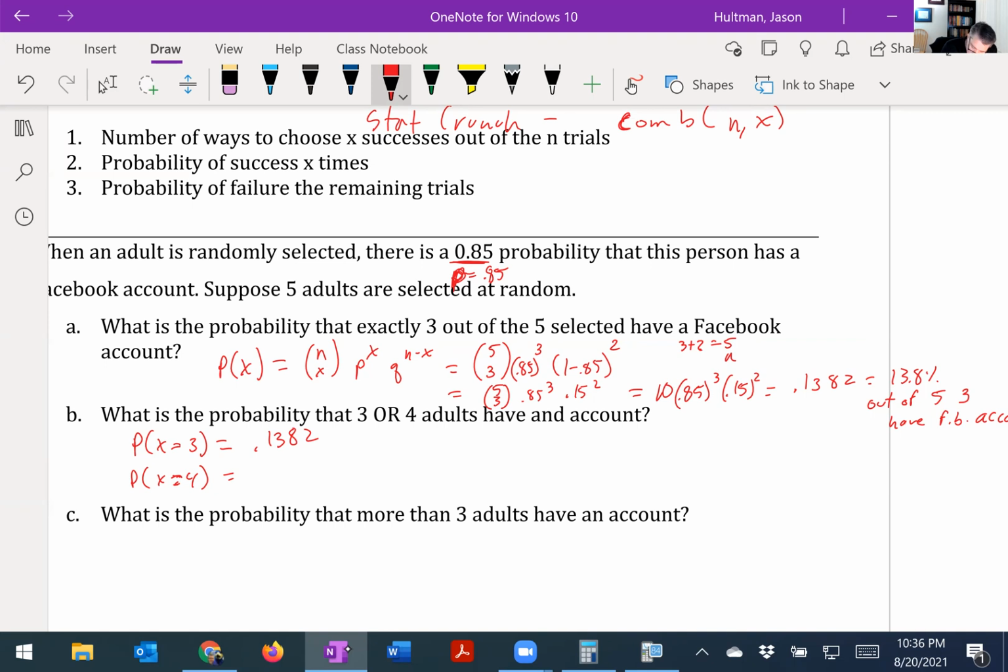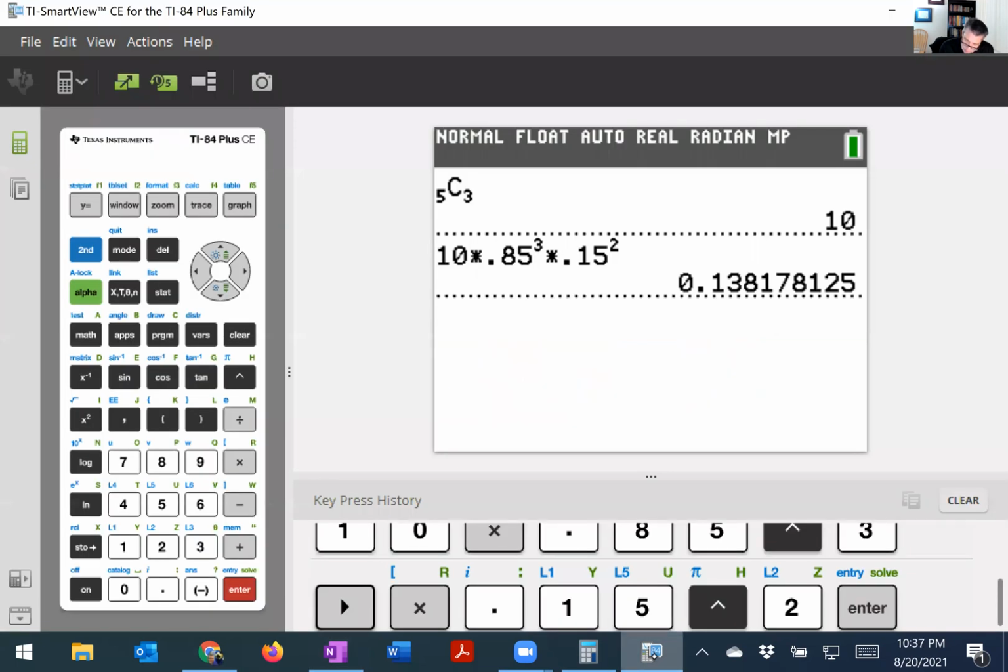So this is going to be 5 choose 4 times 0.85 to the 4th power times 0.15 to the 5 minus 4. But eventually you're going to see if this is a 4 and they're supposed to add up to 5, then this has got to be a 1, right? So I'll write this as 5 choose 4, 0.85 to the 4th power times 0.15 to the 1st power, which is just 0.15. So I can plug that into my calculator all at once.